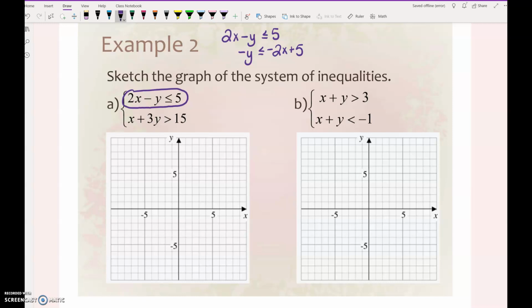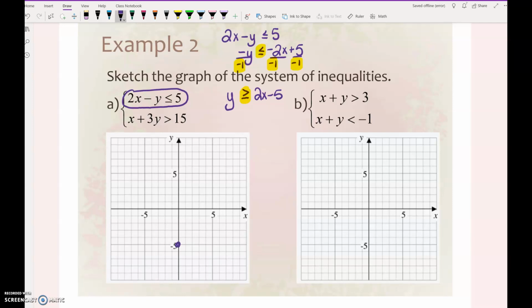What do we then need to do to get rid of that negative in front of the y? Divide by -1. And when we divide by a negative, what's going to happen to this inequality symbol? We have to flip it. So y is greater than or equal to positive 2x minus 5. I'm going to highlight that inequality symbol so you can see dividing by that negative flips the inequality symbol. Okay, let's graph that one.